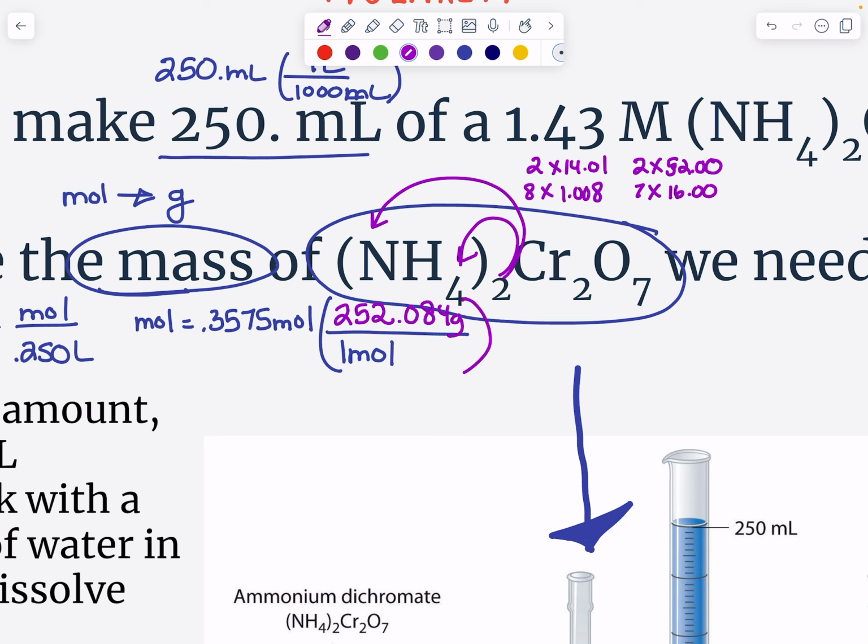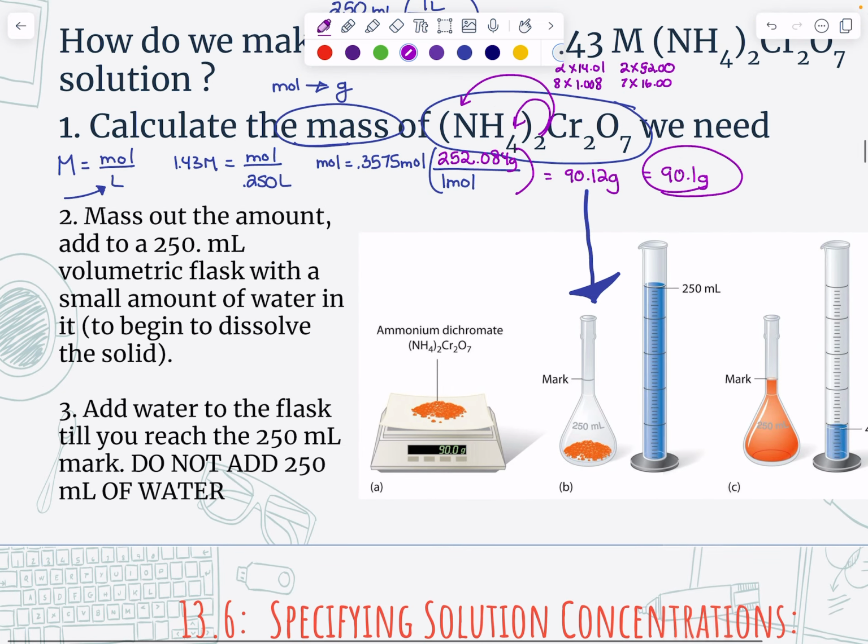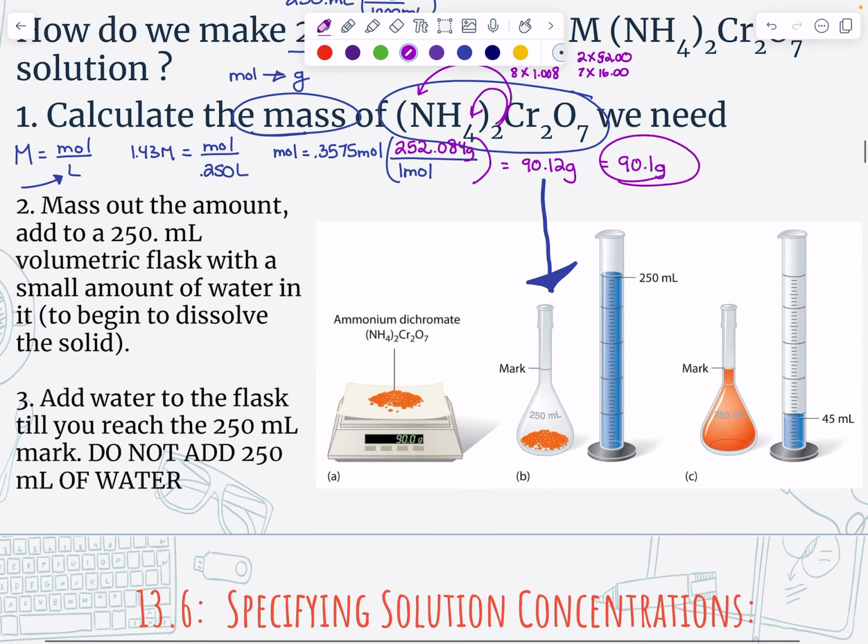252.084 grams. And then when I multiply that by 0.3575, I get 90.12 grams, and to 3 significant figures, that's 90.1 grams of ammonium dichromate. So down here, you can see step number 2, mass out the amount, so that 90.1 grams, and add it to a 250 milliliter volumetric flask with a small amount of water in it to begin to dissolve the solid.